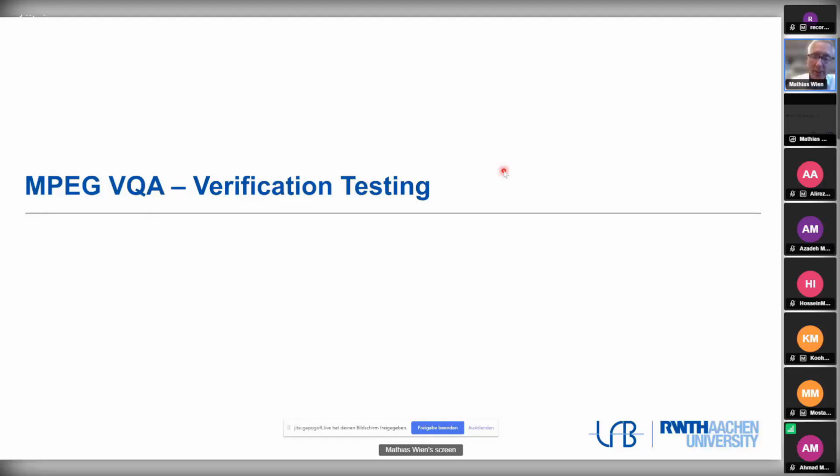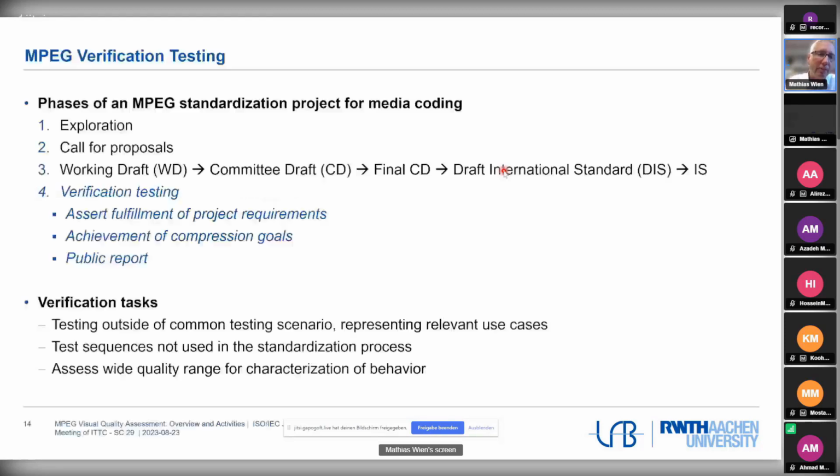Let's come to the next part, which would be verification testing. The typical project that we would have in standardization would be the exploration. There's a CFP, then we have this working draft, commentary draft, final commentary draft, draft international standard process. And after that, basically after the finalization, or maybe also somewhere around this transition, the verification test process would start, which is meant to double check what has been achieved.